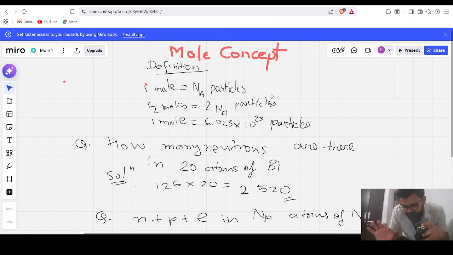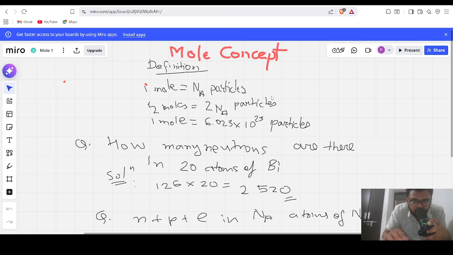One mole of any substance is defined as the amount of substance in gram which contains the same number of particles as there are atoms in the C12 isotope. Got it? So this is the definition of one mole. Now we will see how to calculate.